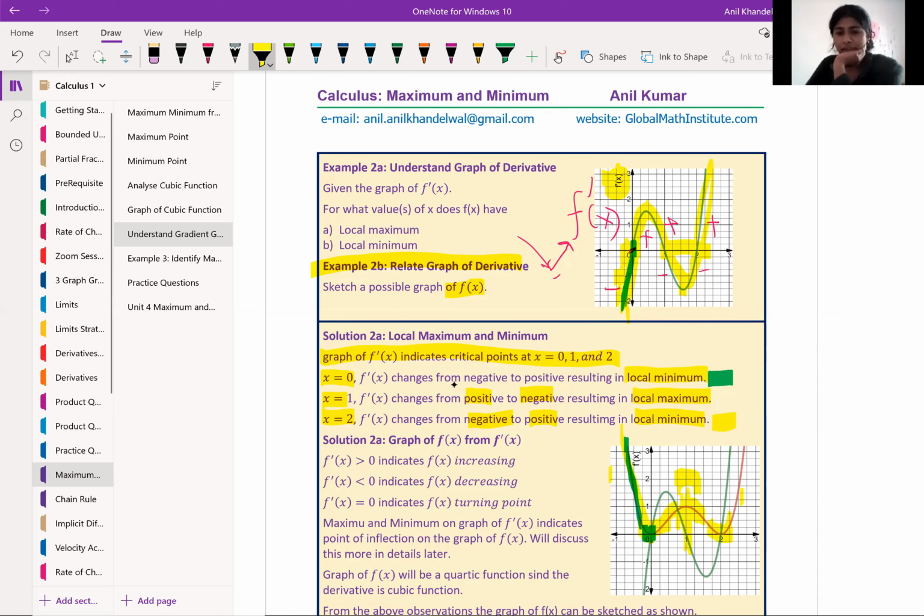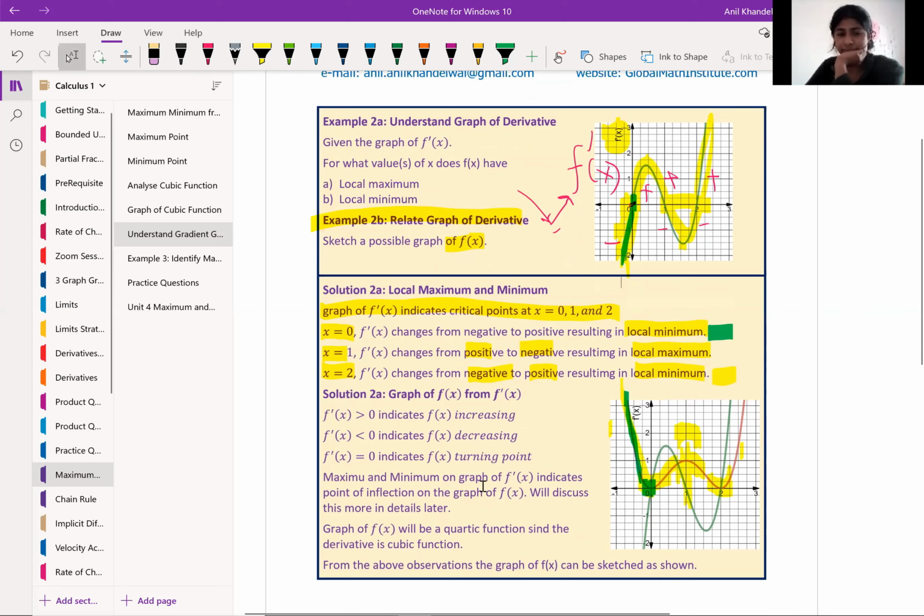Now, I'd like you to read solution 2a, and then we'll get back to this particular graph once again. Solution 2a, graph of f of x from f prime x. So f prime x being greater than 0 indicates f of x increasing. Now wait. We are saying that the derivative is greater than 0, which is this particular portion. Is that okay?